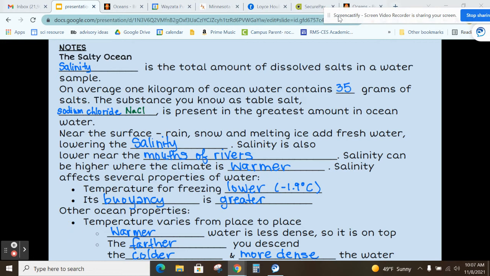Salinity does affect several properties of water. It lowers the freezing point to negative 1.9 degrees Celsius. Its buoyancy is also greater. Other ocean properties: temperature varies from place to place. Warmer water, as we remember, is less dense, so it's going to be on top. And the farther you descend into that water column, the colder and more dense the water. Go ahead and feel free to pause the slide if you need some more time to jot down your notes in your digital notebook.